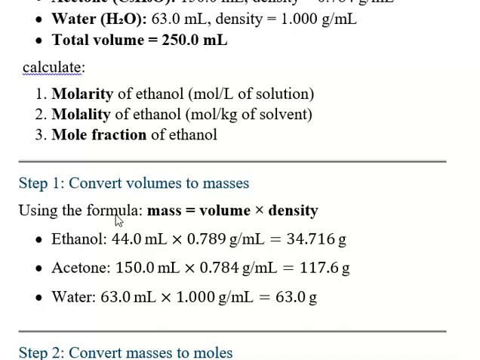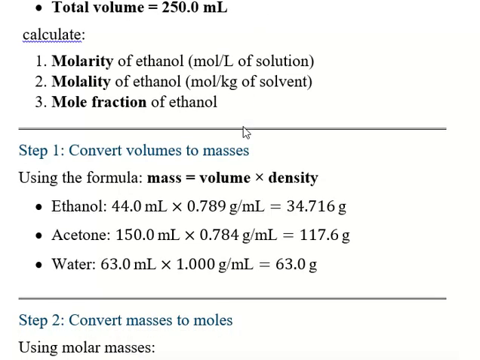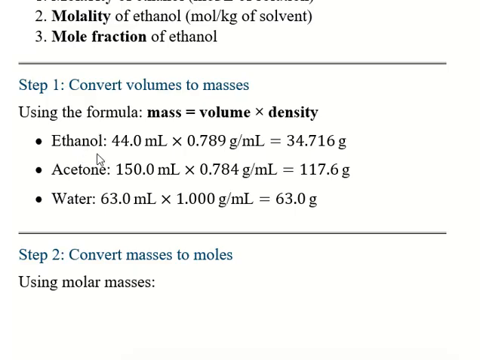First of all, change all the volumes into masses. How can we change the volume into masses? Multiply their volume with their densities. For ethanol, for acetone, and for water, when we multiply their volume with their densities, the mass of ethanol would be 34.716 gram, for acetone 117.6 gram, and for water 63 gram.